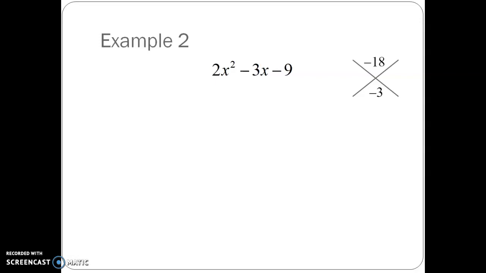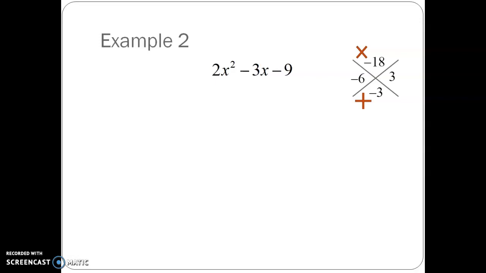That's negative 3. So now I'm trying to find two terms that are going to multiply to negative 18 and add to negative 3. So you want to list out pairs of numbers that will multiply to negative 18. So 1 and 18, 2 and 9, 3 and 6, until you can find the pair that you can add together and get to negative 3. In this case, negative 6 and positive 3 will multiply to negative 18 and add to negative 3.